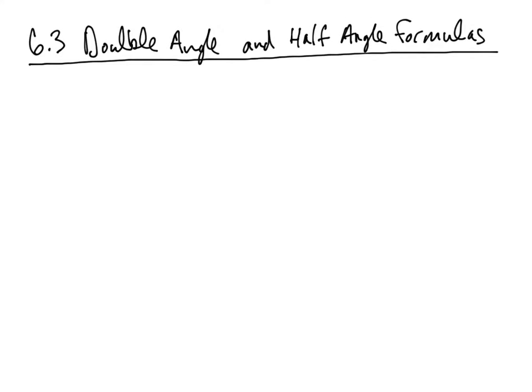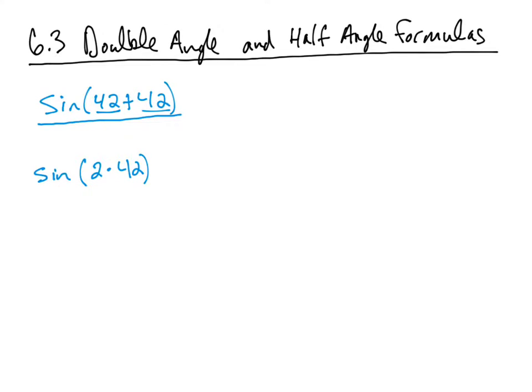In this video, I'm going to be going over the double angle and the half angle formulas. So we'll talk about the double angle formulas first. Suppose we have something like sine of 42 plus 42. We could very easily use the sum formula here to expand this out. Because 42 and 42 are the exact same angle, we could write this as sine of 2 times 42. If we let theta equal 42, we could say that this is sine of 2 times theta.